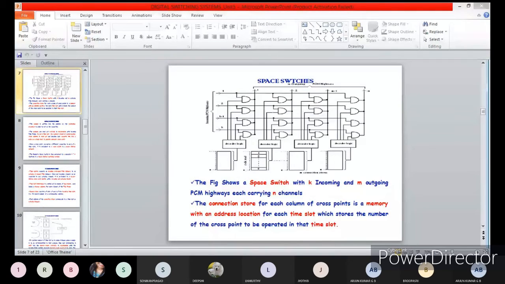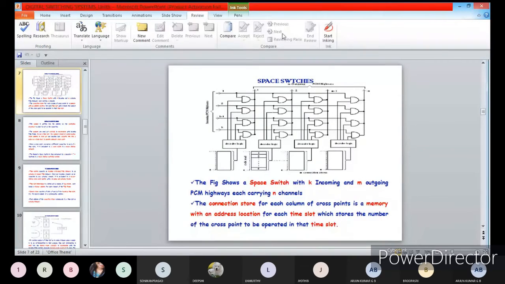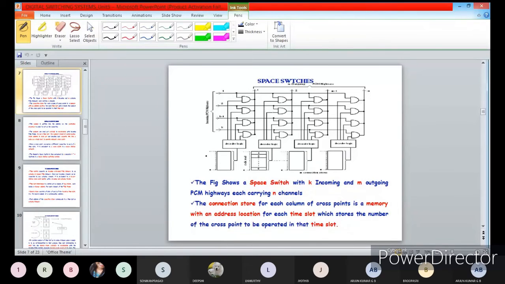Each carrying n channels. There is a number of channels, and we can observe in the figure also that there are n channels, 1 to n channels. You can observe here, these are the n number of channels, 0 to n.